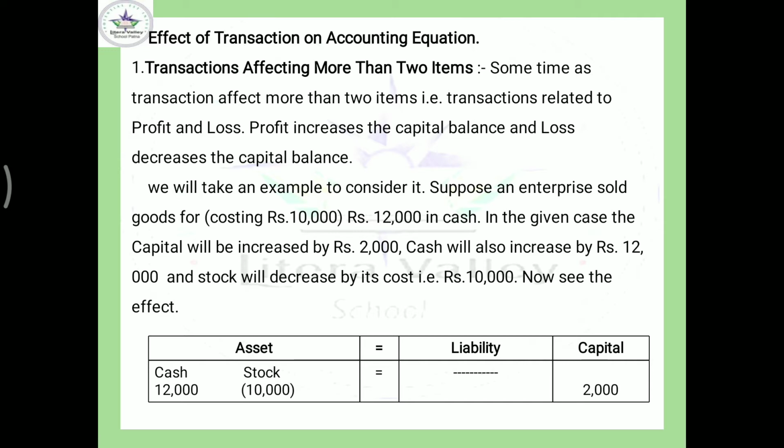In the previous class, we analyzed those types of transactions that affect just their opposite sides. Meaning to say, one side is asset and the other side is liabilities or capital.